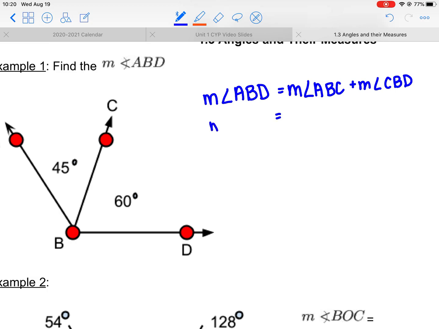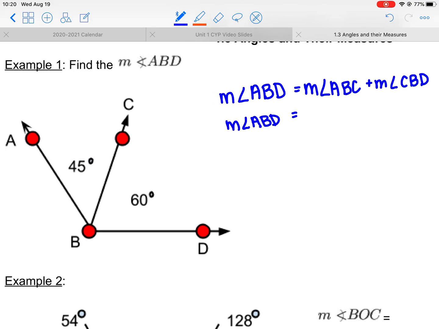So once I have my postulate written out, then I'm going to substitute in what I know. I know that the measure of ABC is 45 degrees, and the measure of angle CBD is 60 degrees. And then if I add those together, that'll give me the measure of angle ABD, which is 105 degrees. So we want to get into the practice of writing out that postulate and then plugging in our numbers.